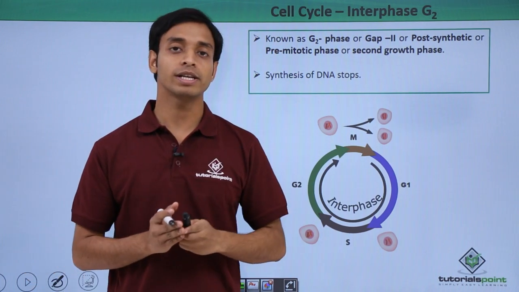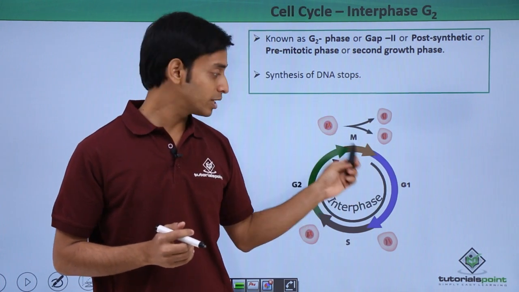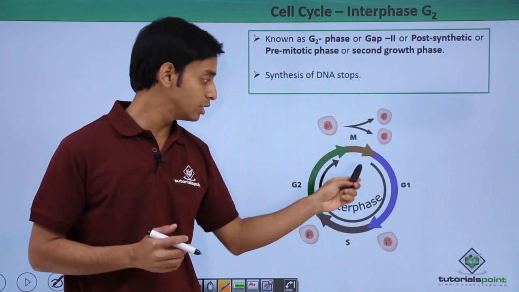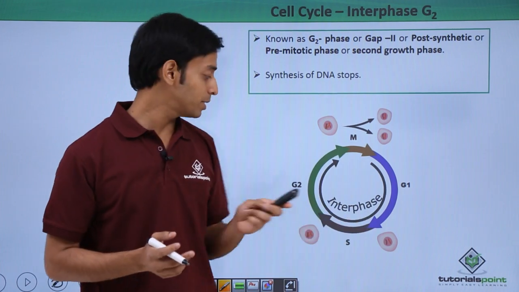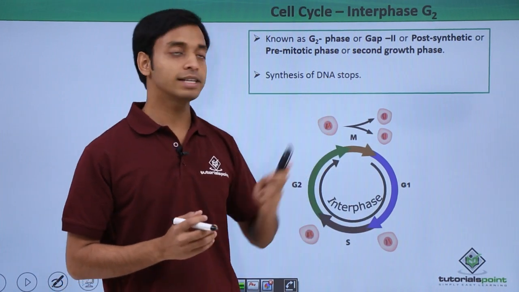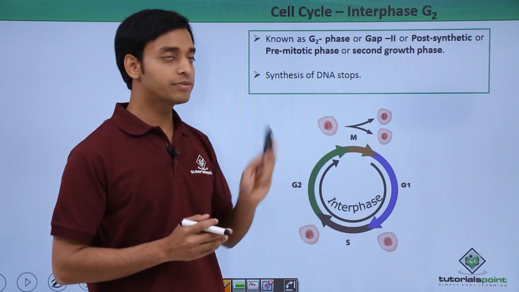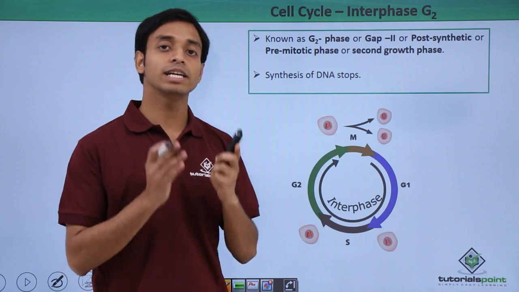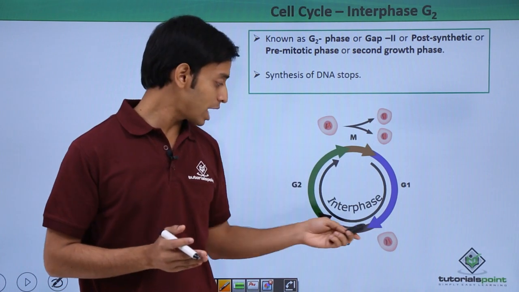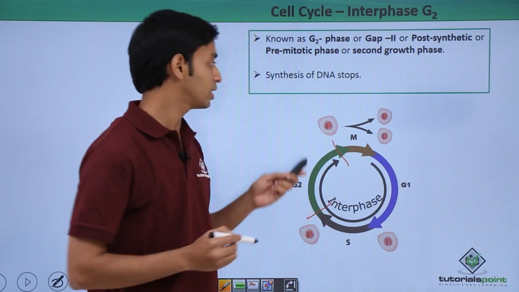And it is also known as the second growth phase because we have initially seen that the first growth phase started with the G1 phase. After this, the second growth of the cell happens in this G2 phase. Hence, it is also known as the second growth phase. In this phase, the synthesis of DNA stops. The synthesis which was happening in the S phase has now stopped in the G2 phase.